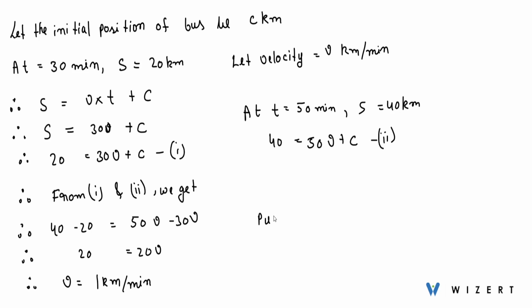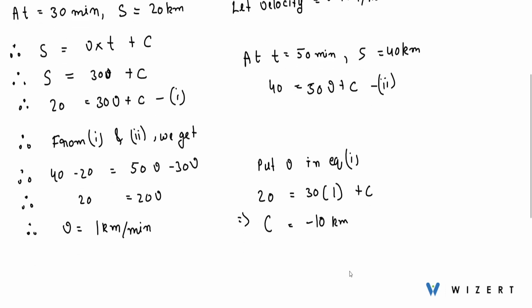Now put v in equation 1. So we have 20 equals 30 multiplied by 1 plus c. So c will be equals 20 minus 30, which is minus 10 kilometer, right?